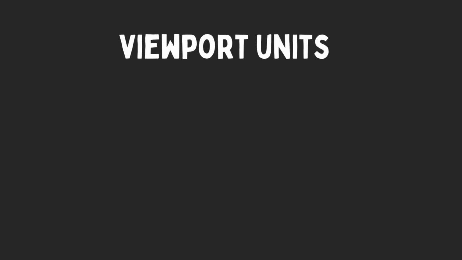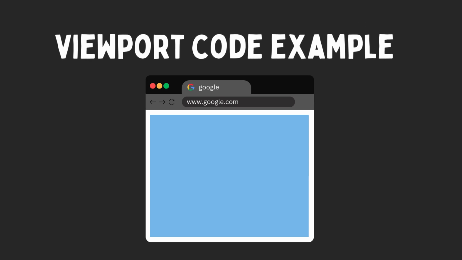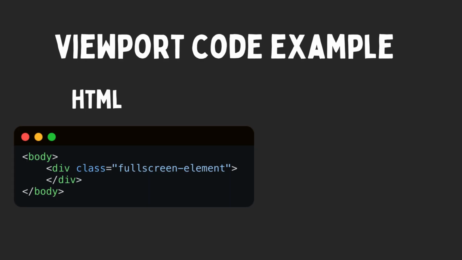Finally, we have viewport units, VW and VH, which stands for viewport width and height. They are perfect for responsive design. In this example, the width has been set to 100 viewport widths and height is set to 100 viewport height. Let's now create a full screen element that spans the entire viewport using VW and VH.